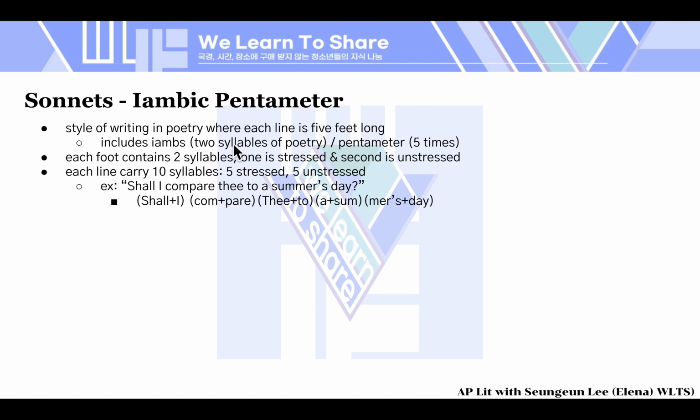So each foot contains 2 syllables. It has iambs, and one is stressed, and the second one is unstressed. So each line carries 10 syllables because you have 2 syllables and you have this 5 times. So 2 times 5 is 10. So it has 10 syllables, and one would be stressed, one would be unstressed. So 5 of them will be stressed, another 5 would be unstressed. An example would be this: "Shall I compare thee to a summer's day?" You will break this down into 5 feet, right? Shall I compare thee to a summer's day. So there are 2 syllables in each foot, like "summer's day," and like "thee to," or something like that. So this is what you call iambic pentameter.